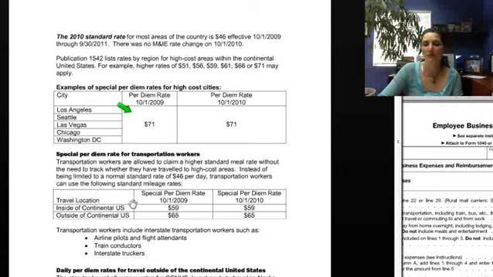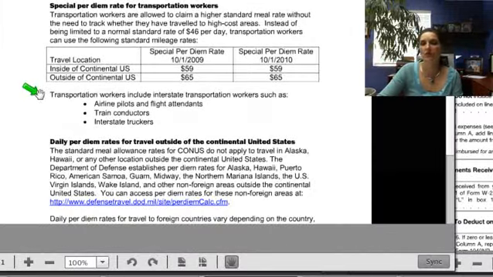They do track quite well how many days they were away from home, but not necessarily wanting to go through and analyze each and every place. So who is a transportation worker? Transportation workers include interstate transportation workers such as airline pilots and flight attendants, train conductors, and interstate truckers as well.